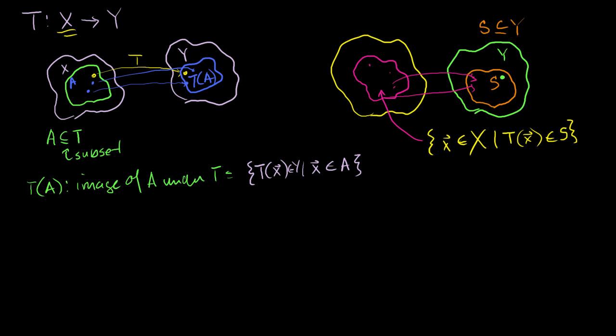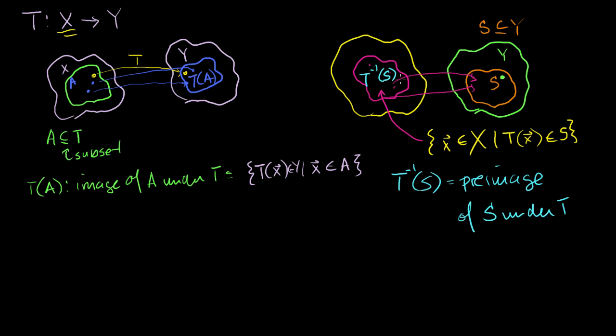And what we call this set right here, the notation is the inverse T of S, this is equal to the preimage of S under T. So this is S. This is the preimage of S under T. And that makes sense. The image, we go from a subset of our domain to a subset of our codomain. Preimage, we go from a subset of our codomain, and we ask what subset of our domain maps into that subset of our codomain. Now let me ask you an interesting question, and this is kind of for bonus points.